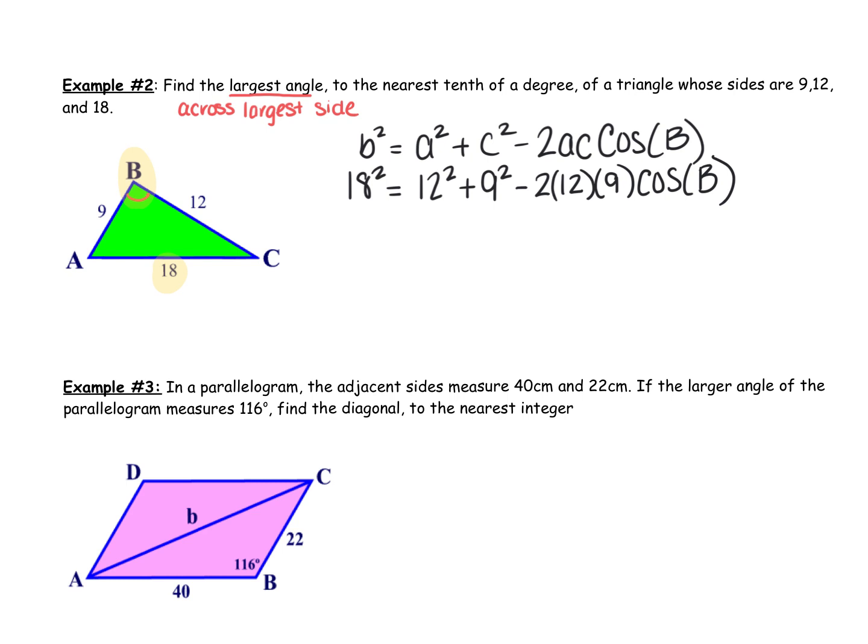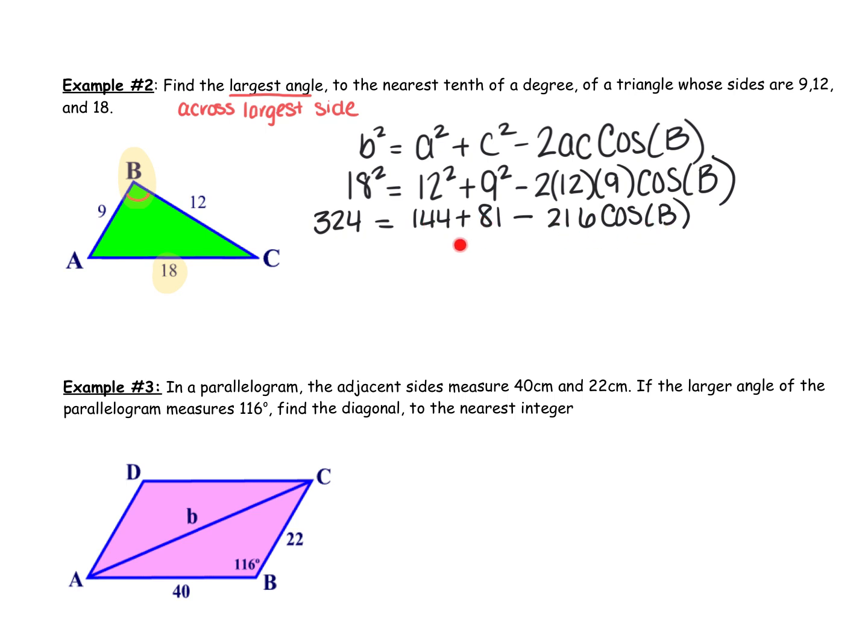So unlike the first problem that we did, we unfortunately cannot put this all into the calculator in one shot because the cosine of B has an unknown. So what we can do is start by squaring some things. We know that 18 squared is 324. 12 squared is 144. 9 squared is 81. 2 times 12 times 9 is 216 times the cosine of B.